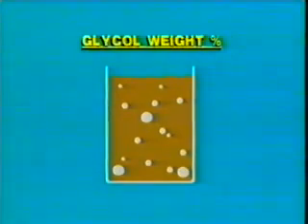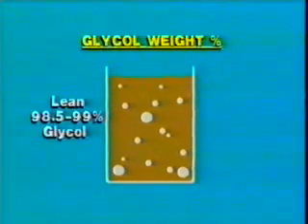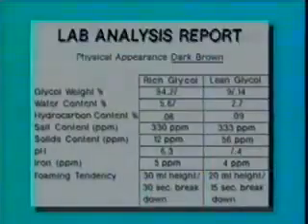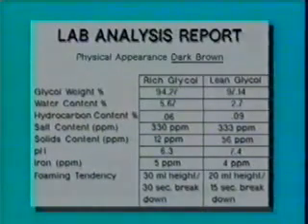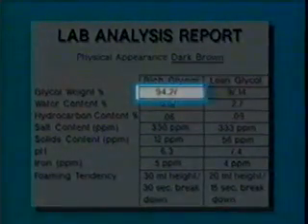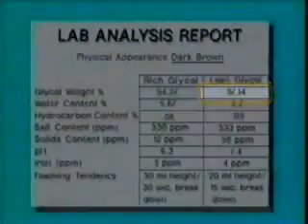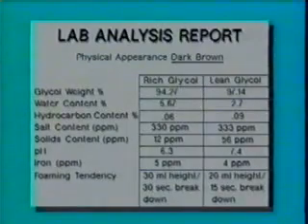The glycol weight percentage refers to the amount of glycol in the glycol solution, also known as glycol purity. Lean glycol should contain about 98.5 to 99.9% glycol. Rich glycol content varies from about 93 to 96% glycol. Well, looks like our rich glycol sample is in the acceptable range, but the lean glycol is outside the acceptable range. This means there may need to be some adjustments made.